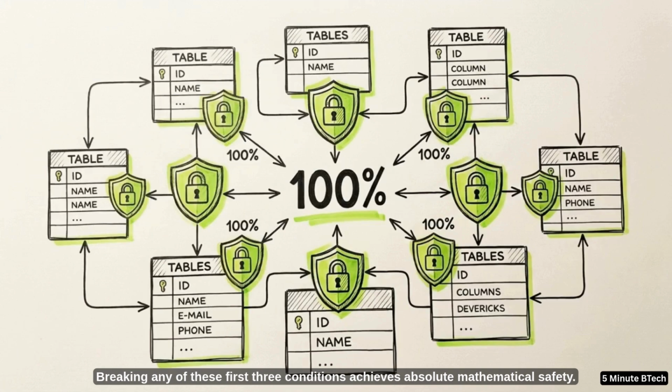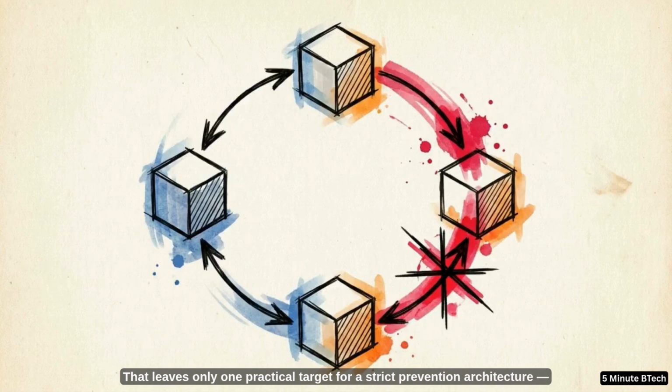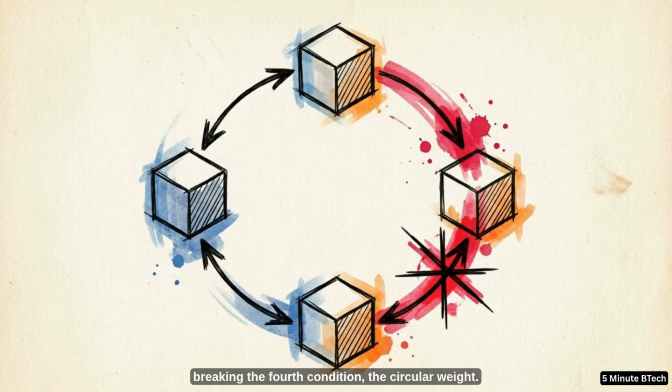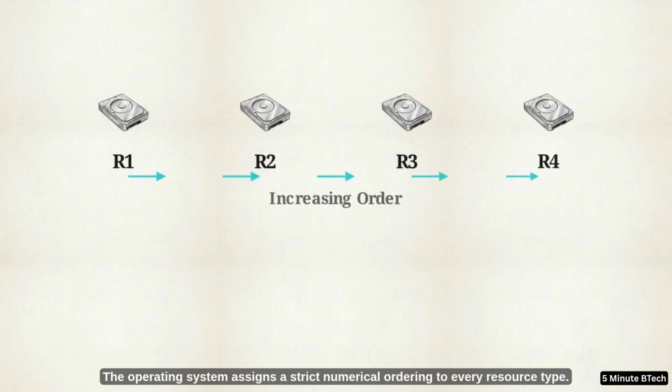Breaking any of these first 3 conditions achieves absolute mathematical safety, but it does so by introducing operational bottlenecks and forcing expensive hardware to sit idle. That leaves only one practical target for a strict prevention architecture: breaking the 4th condition, the circular wait. This diagram maps out how it works. The operating system assigns a strict numerical ordering to every resource type.